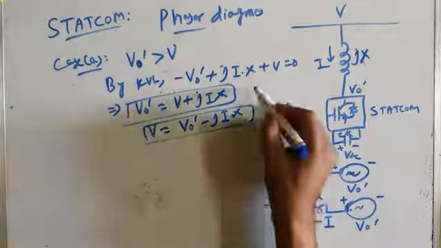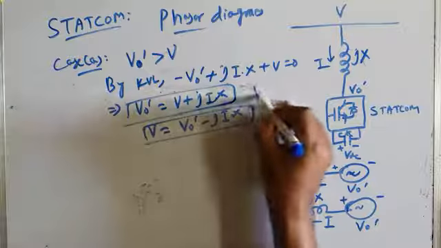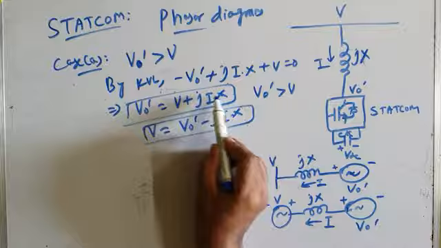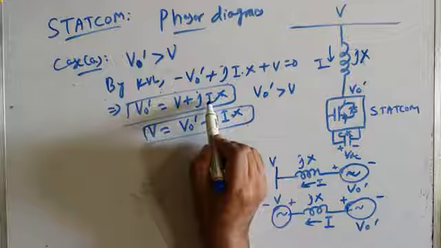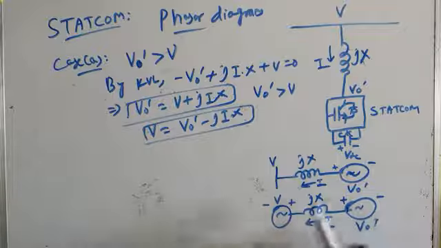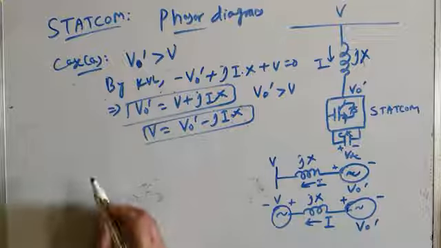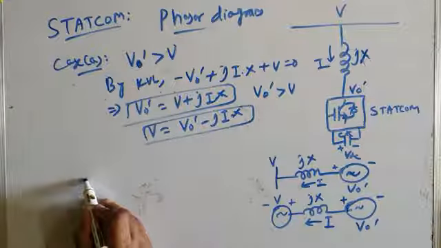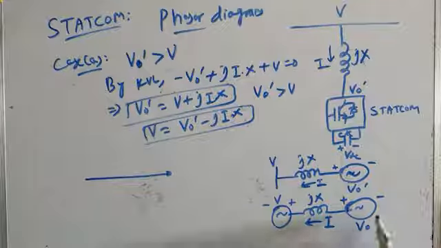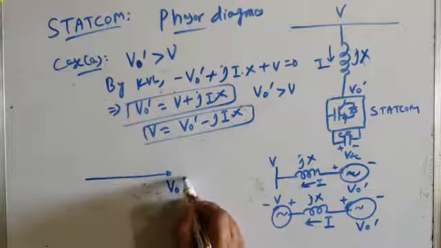Therefore, this clearly shows that the inverter output voltage V0 dash is greater than V, because it is V plus the drop across this reactor jIX. That clearly shows that the leading power factor current should flow, and it will be clear with the help of a phasor diagram. Let me draw the phasor diagram, and let me take this V0 dash inverter output voltage as this phasor as reference.